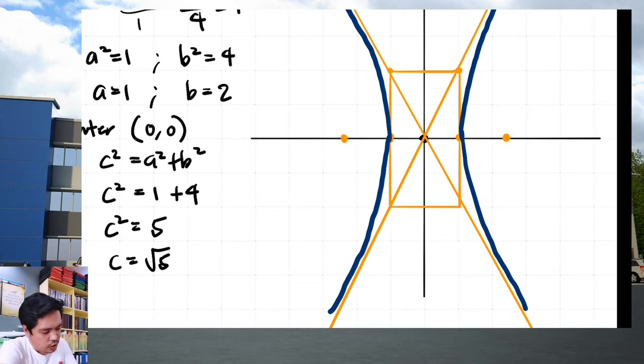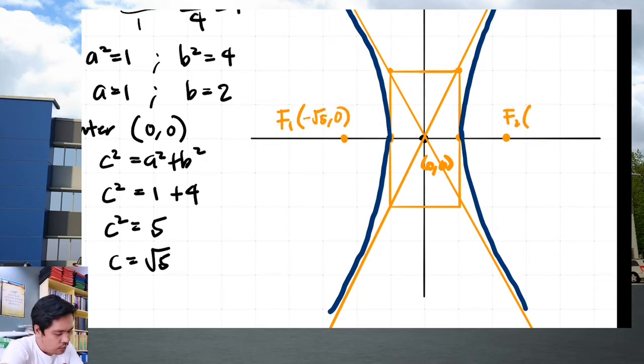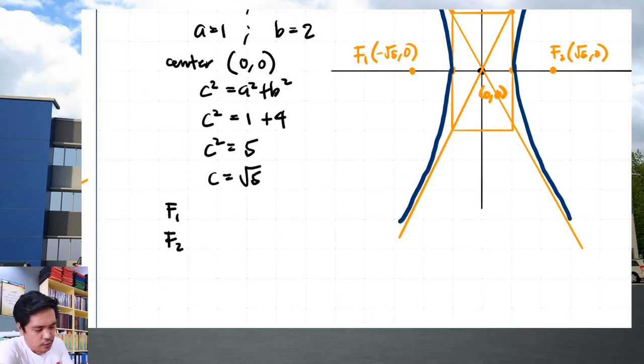So, of course, if this is the origin, 0, 0, the coordinates of this focus, let's call that F1, would be negative square root of 5, 0, and our F2 is at square root of 5, 0. So this is the location of our foci. So that's negative square root of 5, 0, and square root of 5, 0.